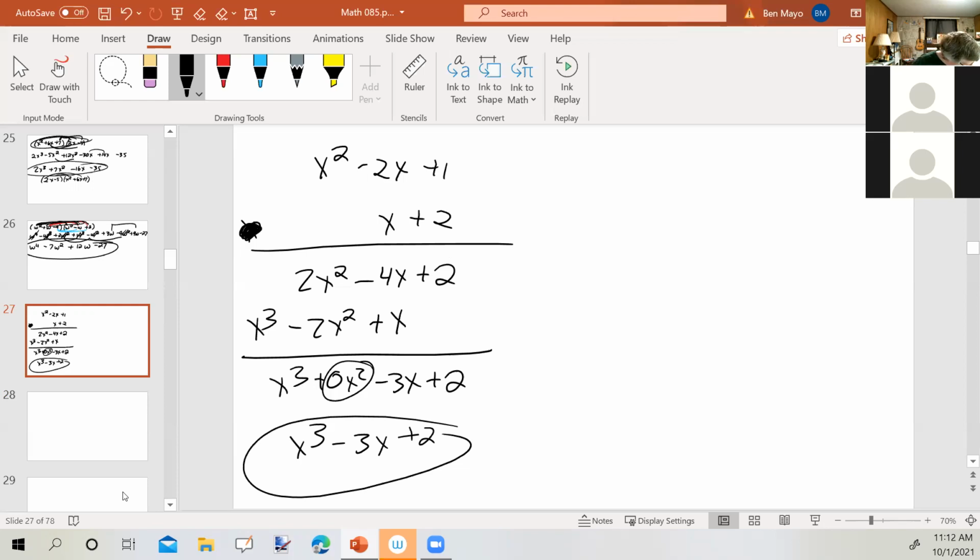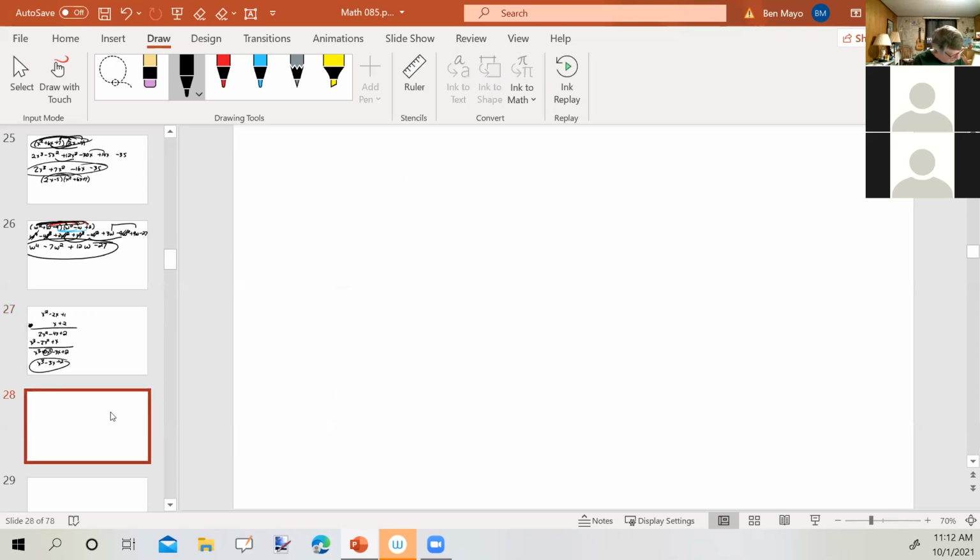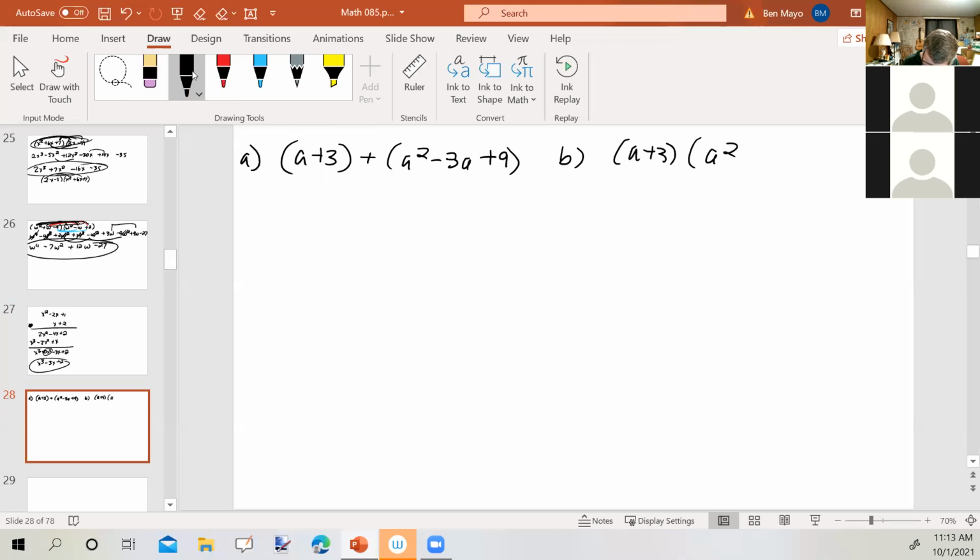Okay. Let's see here. Take a look at these problems. These are called lookalikes. So we've got, let's see here, Part A is a plus 3 plus a squared minus 3a plus 9. Part B says a plus 3 times a squared minus 3a plus 9.